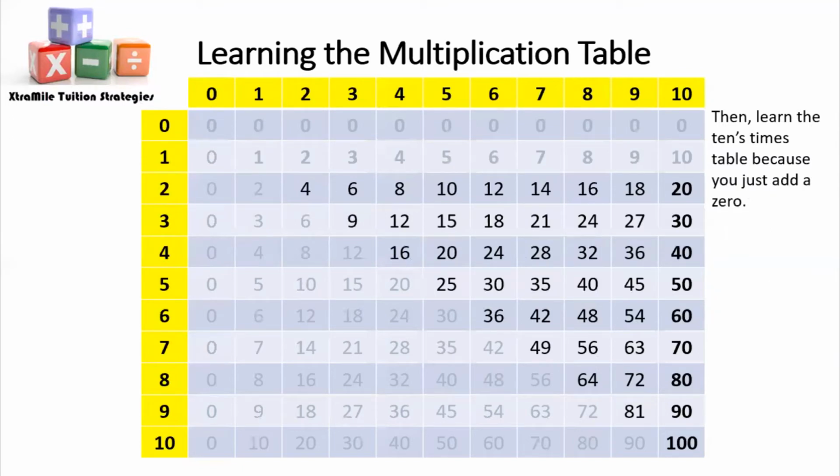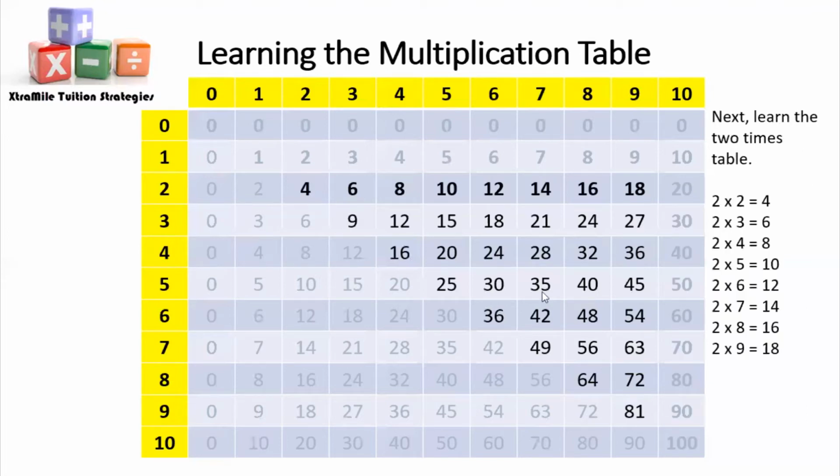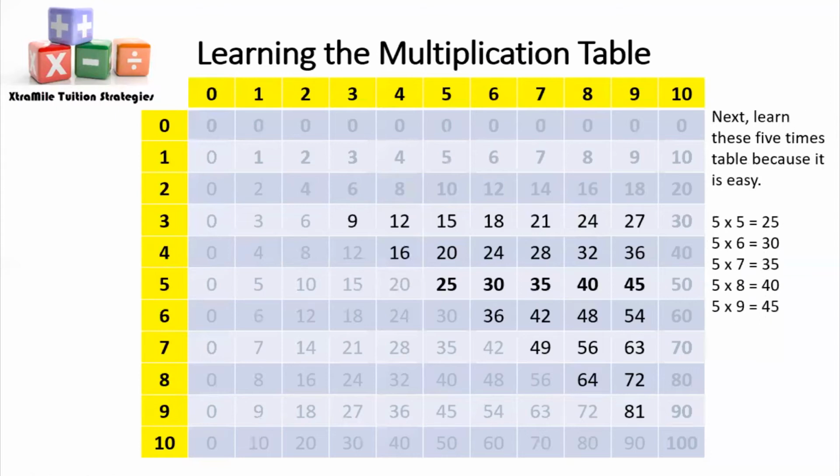Then understand that anything multiplied by 10, you just add a 0. So learn the 10 times table next by simply adding a 0. The fourth thing to learn is the 2 times table. Now you can write these down and learn them, or you can use your fingers to count up by 2s. Then you learn the 5 times table the same way as you learned the 2 times table. You can write these down and learn them, or use your fingers and understand that it's just counting in 5s.